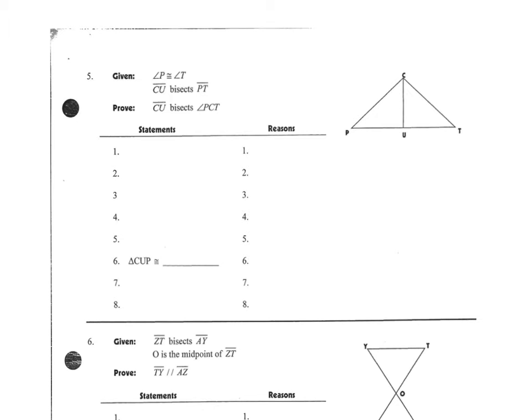All right, we are on the second part of our proof practice, starting with number 5. In number 5, if we look at what we want to prove, we are first going to have to be able to prove our triangles congruent. So our first goal is to get to statement number 6 and be able to come up with a reason why our triangles are congruent. So let's do that part first, and let's start with the given information. So we have angle P is congruent to angle T, and that is given.